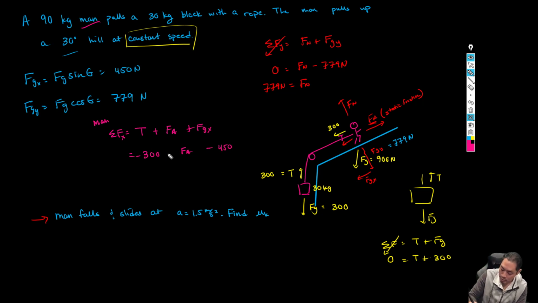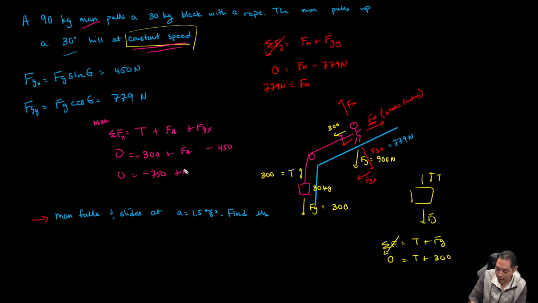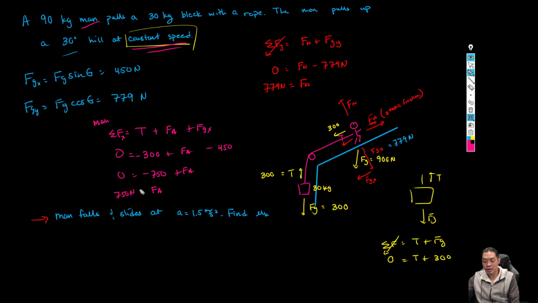So if that's true, this adds up. Remember, this is still 0 because of constant speed. So 0 equals negative 750, plus FA. Move it over. FA is equal to 750 newtons. Okay, so there are all my forces if he was going up at a constant speed.